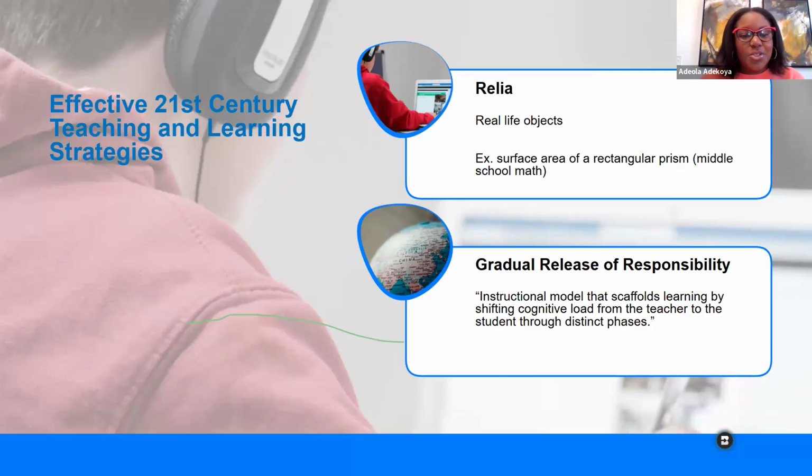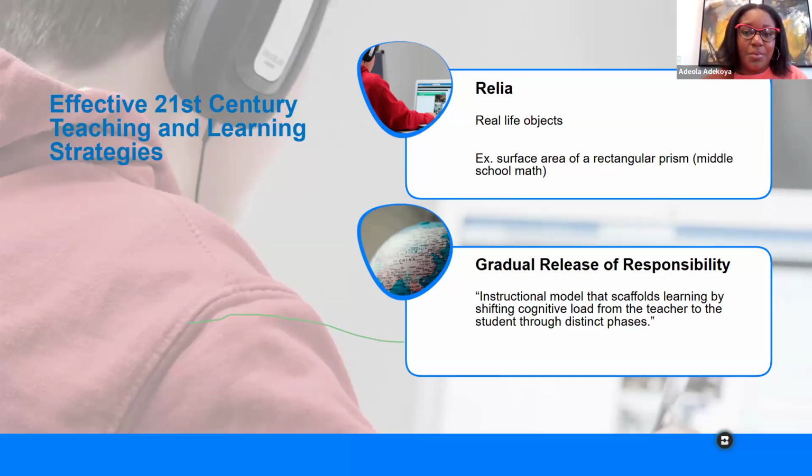So in order to be flexible with adaptive teaching, we do need a plethora of strategies. Unlike differentiation that is pre-planned, adaptive teaching is really on the spur of the moment. And having those strategies beforehand helps us to be able to get flexible with those. We're going to go through an ample amount of strategies that you can learn about and then apply in your learning environment. So the first one is RELIA.